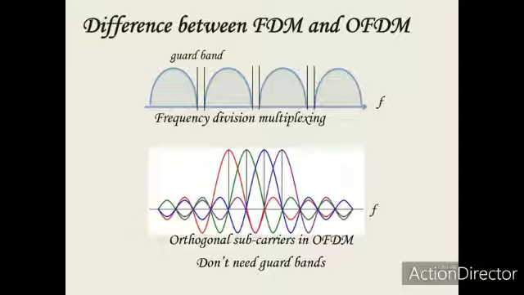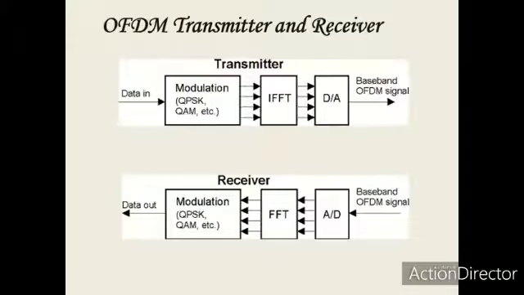This diagram gives the difference between FDM and OFDM. In frequency division multiplexing, several guard bits are needed to eliminate the interference, but in the orthogonal subcarriers of OFDM, they do not need any guard bits to separate these band signals. Then we're going to see the transmitter and receiver of OFDM.